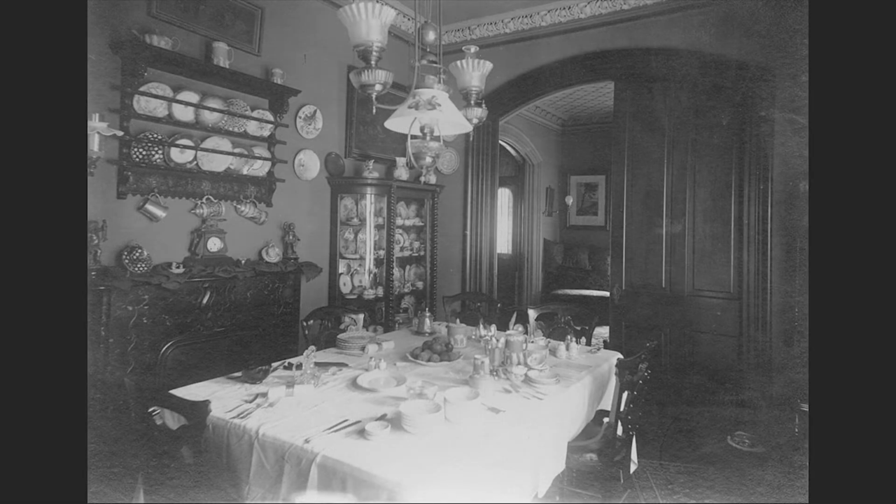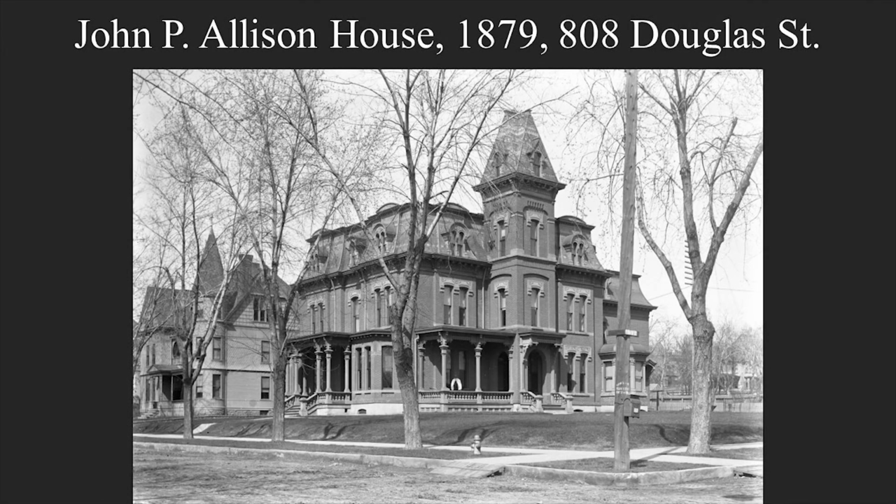Another key characteristic of this style of architecture are the shallow arched door and window openings. This is another characteristic of this particular style. This is the John P. Allison house, built in 1879, located at 8th and Douglas Street. Again, we see the characteristics. No coins here, but we see dentil molding at the top, brackets at the base of the 3rd floor, and that steep multi-pitched roof.